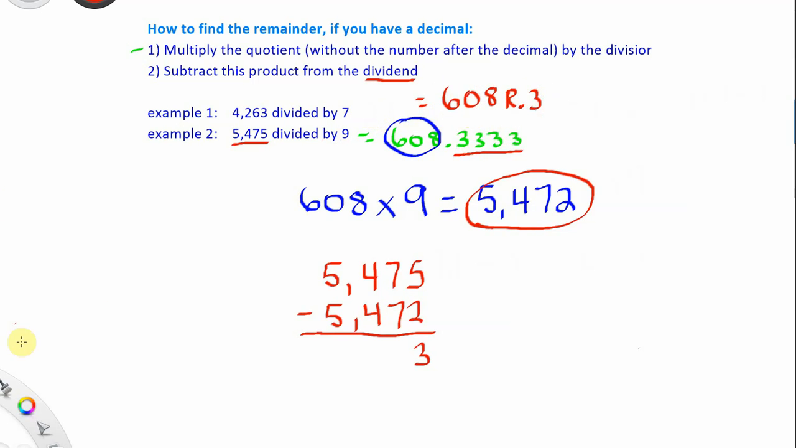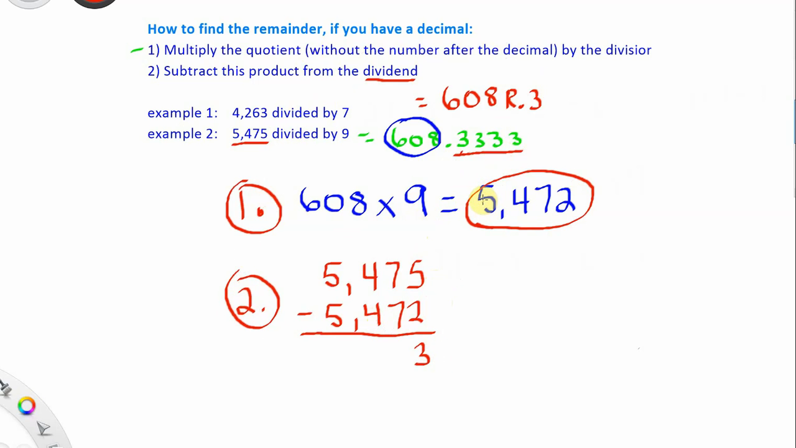So it's important that we just follow those steps there. So step 1 was to multiply the quotient. That's what we did here. So this was step 1. We multiplied the quotient without the number after the decimal by the divisor 9. And then step 2 is here. And step 2 is subtract the product, which is here, from the dividend. And so that's how we can figure out what the remainder actually is instead of writing it as a decimal.